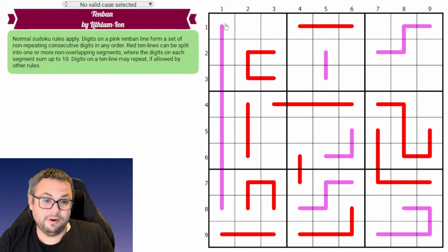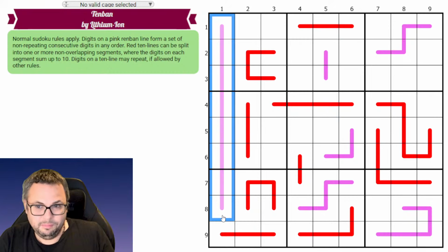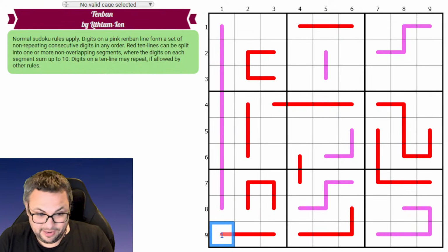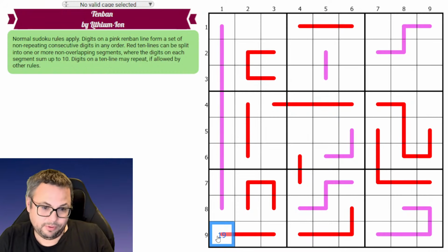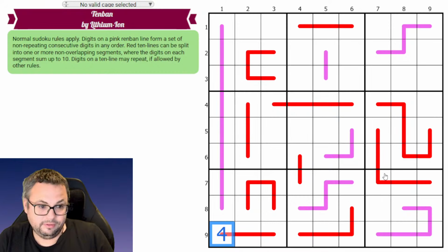Normal Sudoku rules apply. Digits on a pink line are renbans. Digits on a red line are 10 lines. Okay, so column 1 here, by the way, this is by lithium ion, and it's called Tenben. This is a 1 or a 9, but it can't be a 9, because if this were a 9, I would need to make this a single 10 sum, and that's not going to work. So this is a 1.